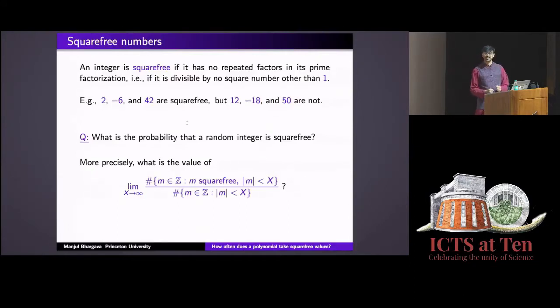And I already revealed the answer in my abstract, so there's no point in holding the suspense. The answer turns out to be 6 over pi squared. That's the probability. So 6 over pi squared is about 61%. So if you pick a random whole number, the probability is about 61% that the number is square-free. But more precisely, it's 6 over pi squared.